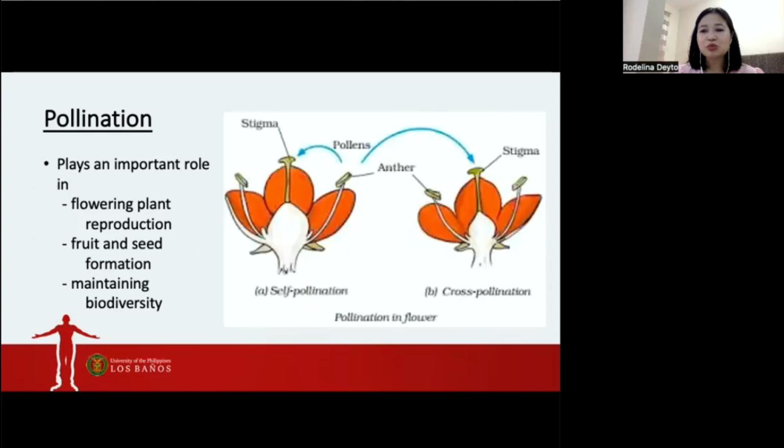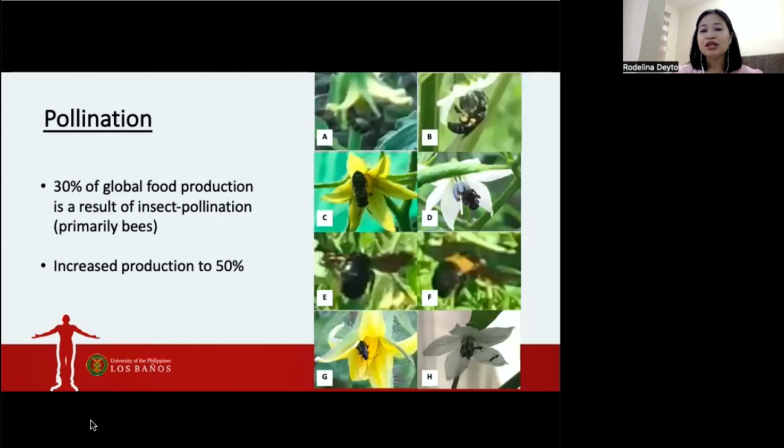Okay. Next one is pollination biology, which is a slightly narrower area of research within floral biology. Pollination plays an important role in flowering plant reproduction, fruit and seed formation, and for maintaining biodiversity. Pollination increased food production by almost 50%, and 30% of the global food production is a result of insect pollination, primarily by bees.